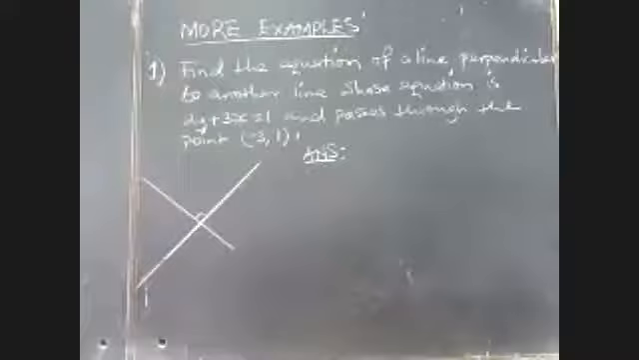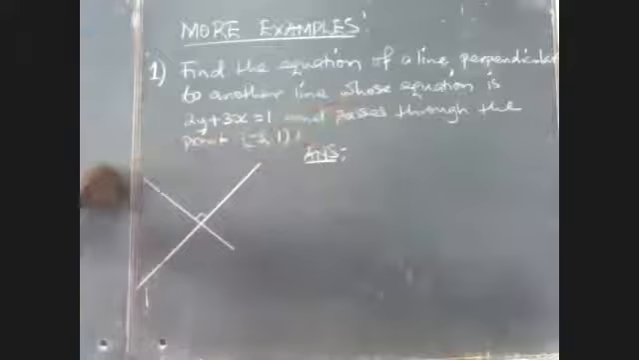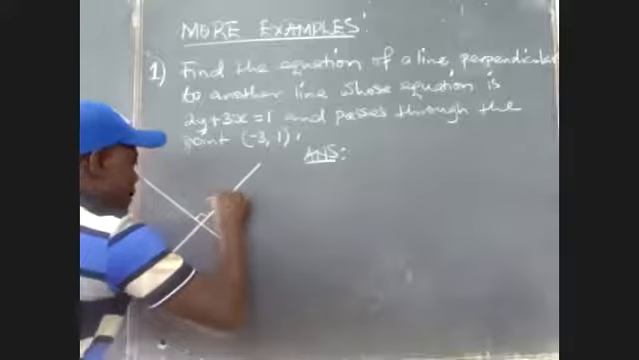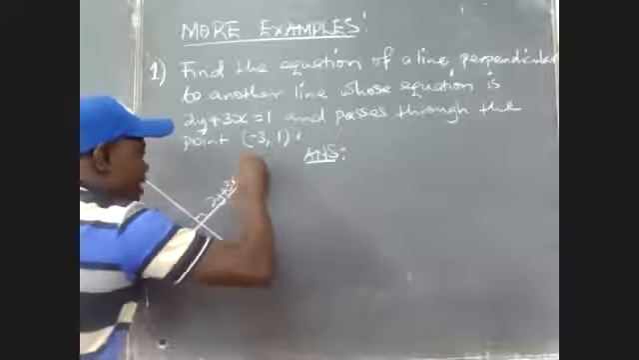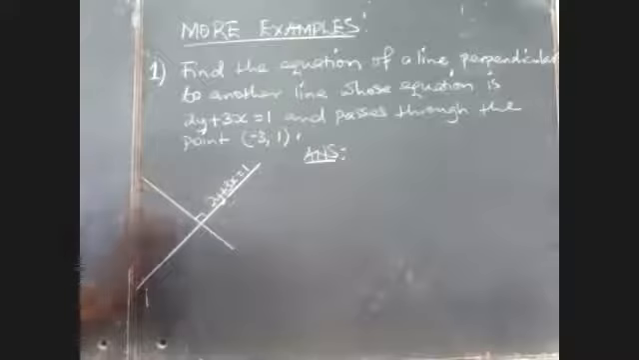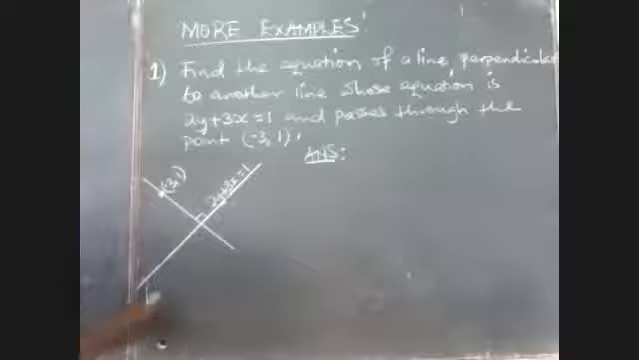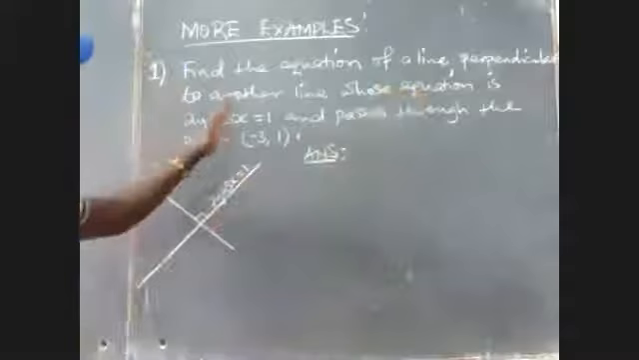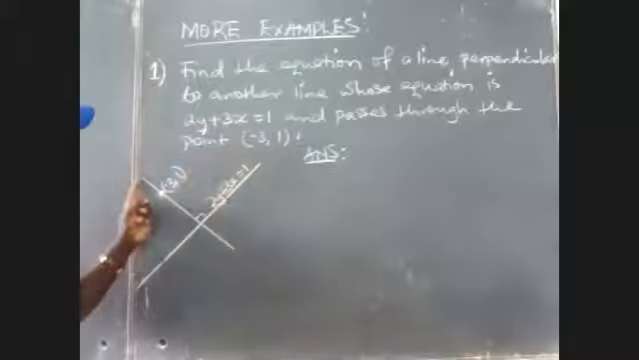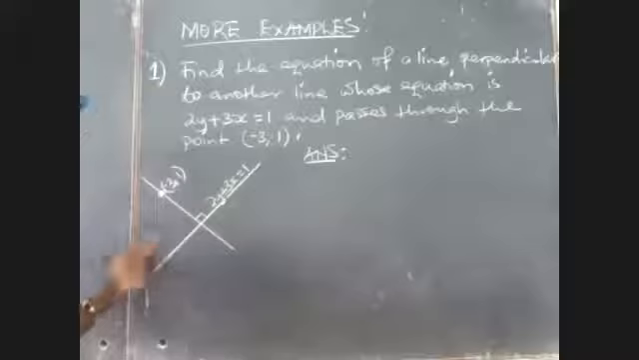Let me first explain this. We are given the equation of one line, and this equation is 2y plus 3x is equal to 1. We are told that this line is perpendicular to another one that is passing through the point negative 3, 1. Now we are told to find the equation of the second one, the line perpendicular to the line whose equation is this one, and that passes through the point negative 3, 1.